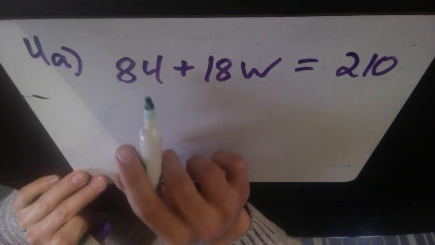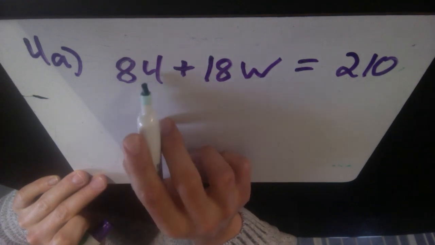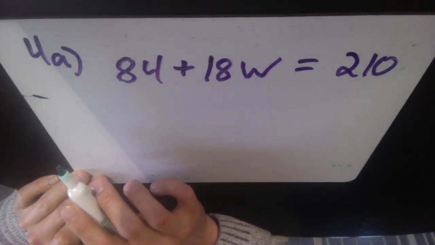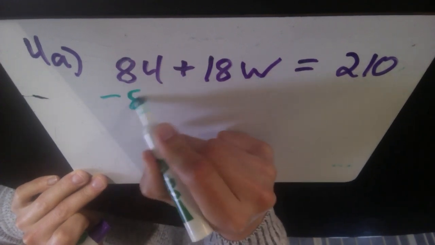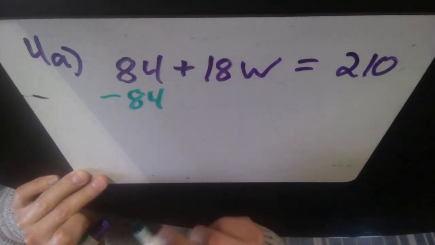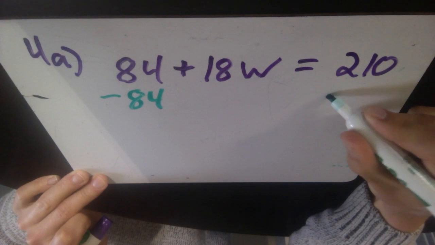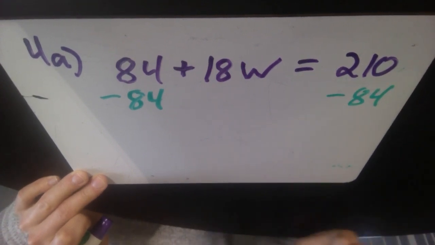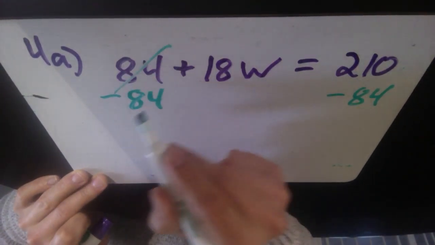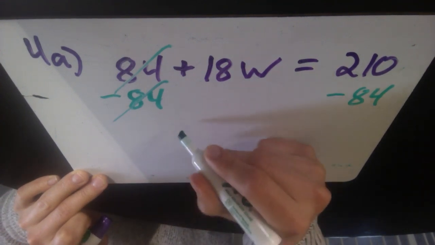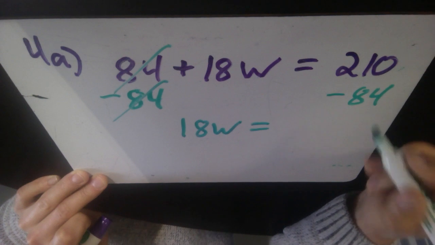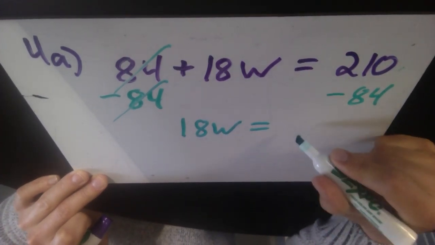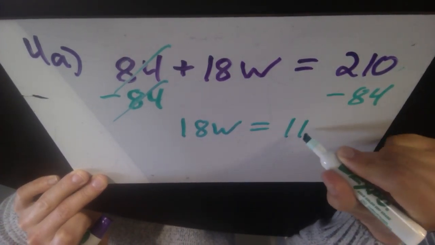But same thing, how do I get rid of this 84? Well, that's a positive 84. There's no negative sign in front of it. So to get rid of a positive 84, I've got to subtract 84. If I subtract 84 from my left side, I've got to subtract 84 from my right side. These cancel out. I'm left with 18W equals, what's 210 minus 84? That should give us 126.